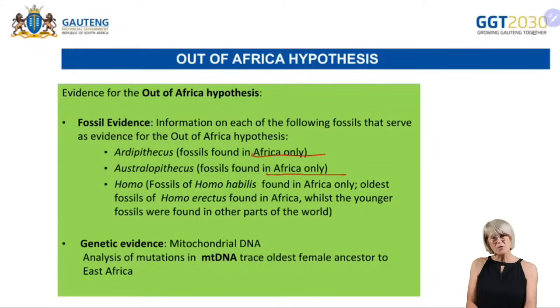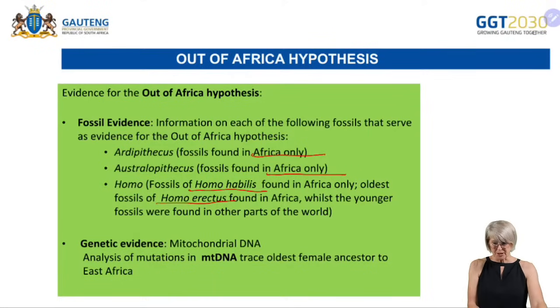Then all the Homo fossils. So we find Homo habilis, we find Homo erectus. We do find them elsewhere in the world, but the oldest ones are found in Africa. And all of this is evidence that humans originated in Africa and then migrated to other parts of the world.